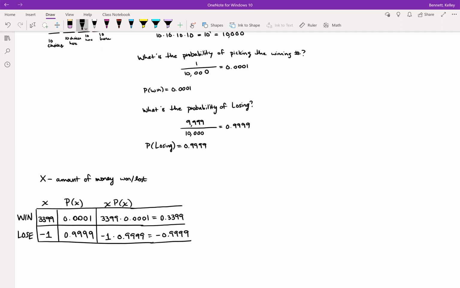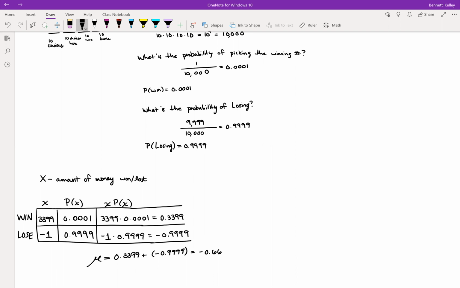So now we have our x times our p(x). And what we want to do is compute our mean. So mu, our mean or expected average, is 0.3399 plus -0.9999. And if we take that, we're going to get -0.66. So think about this from your standpoint. You pay $1, and over the long term, you expect to lose 0.66 dollars, or 66 cents, every time you play.